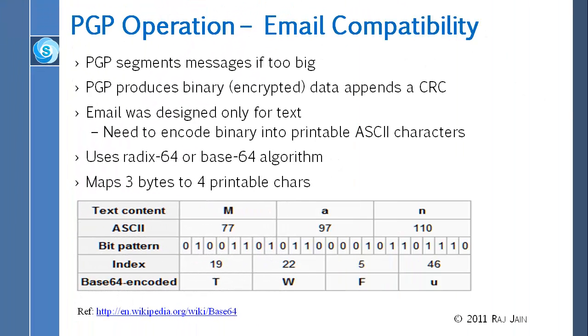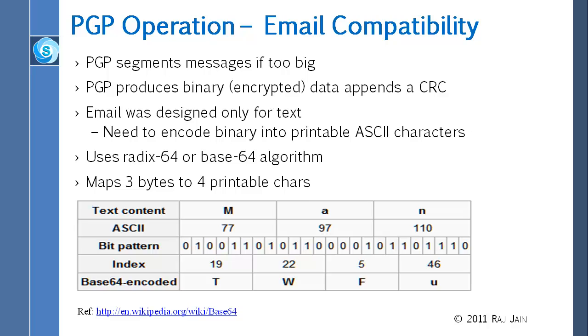So the next question is, how do you send non-ASCII characters? And this is true for all mail messages, not just secured mail messages. All mail messages have to worry about how to send it. And PGP selected Radix 64 or Base 64. Everybody has a different algorithm. For example, Outlook might have a different one and somebody else, but PGP selected Base 64, and there are many such algorithms which convert any binary text into mailable text.